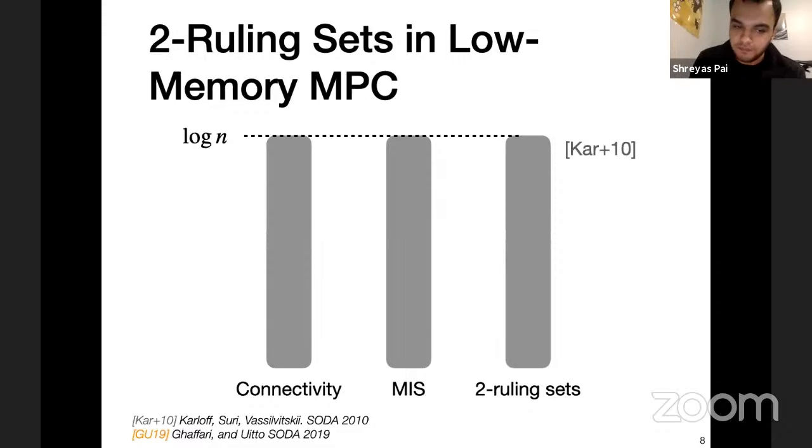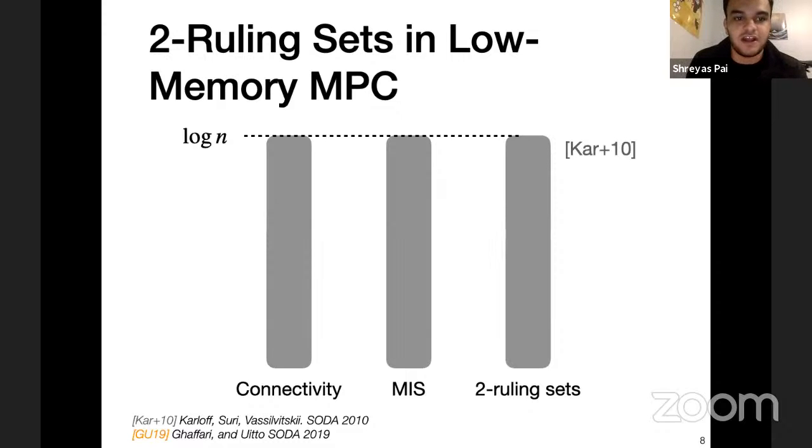So using the result from Karloff et al., we can show logarithmic round MPC algorithms for connectivity, MIS, and two ruling sets. This is in fact a general simulation theorem for PRAM algorithms. So if your PRAM algorithm is not too crazy and satisfies some straightforward assumptions, you can simulate it round by round. So this gives us logarithmic round algorithms in this model.